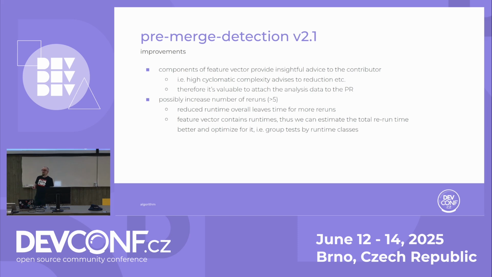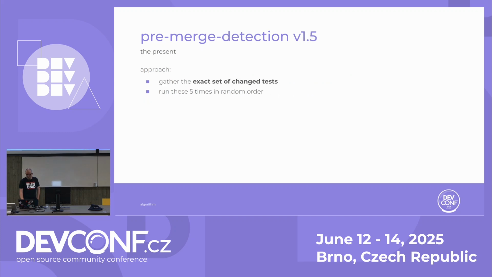And one other idea that stems from that is we could probably group the tests into categories, because we have the runtime data. We have the time how long they run, and we would probably run a set of fast executing tests first, which would give us faster results so that we could improve on general flaky test detection.